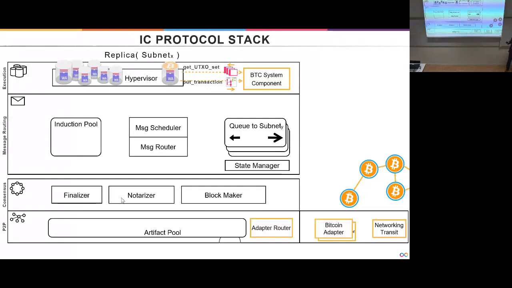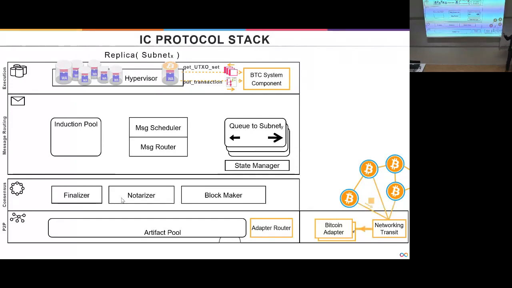At the networking layer, we have a couple of new components as well. So we have a Bitcoin adapter, most notably. This implements the bulk of the Bitcoin-related functionality at the networking layer. We have a networking transit, which is essentially a proxy for communicating with the outside world, needed for security, policy enforcement, and architecture reasons. We have an adapter router which orchestrates between multiple adapters in the future. So in the future, we're also planning to have an Ethereum adapter for integration with this blockchain. And then the adapter router would orchestrate the flow here with all those adapters.